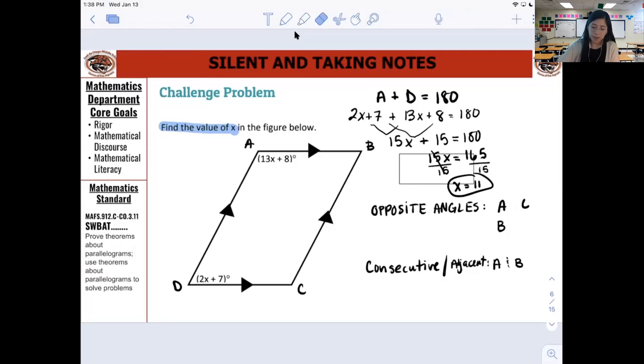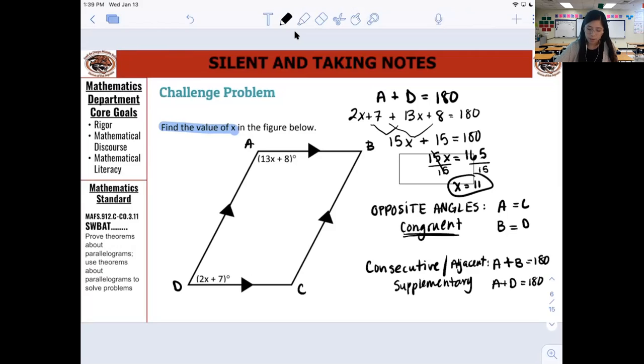Okay, and just as a reminder, saying it one more time, opposite angles are congruent. That means A equals C and B equals D. Consecutive or adjacent angles are not congruent, but supplementary. That means that A plus B equals 180, A plus D equals 180, and all the other combinations. B plus C equals 180, and C plus D equals 180. Okay, any questions on that?